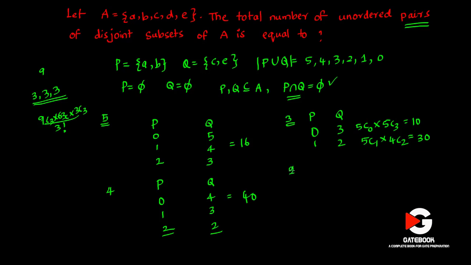Let's take 2. When we take 2, then the P, Q combinations would be either 1, 1 or 0, 2, right? Then it would be 5C2 here. And here it would be 5C1 into 4C1. Because the groups are the same size, we have to divide it by 2 factorial. So this would be 10 here, and 20 by 2 is 10, so 20 combinations with 2 elements.